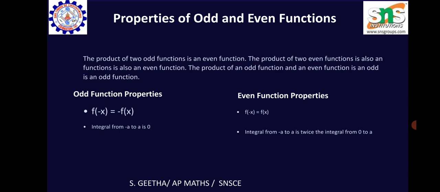So coming to the odd function properties, f of minus x is equal to minus f of x. That means if we replace x by minus x, f of minus x will become minus f of x. In this integral form, the integral from minus a to a of f of x dx will be 0. Even function properties. In an even function, f of minus x is equal to plus f of x. In this case, the integral from minus a to a is represented as twice the integral from 0 to a of f of x dx.